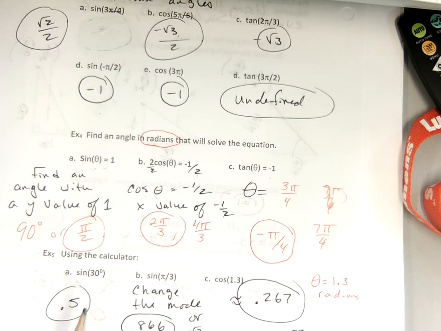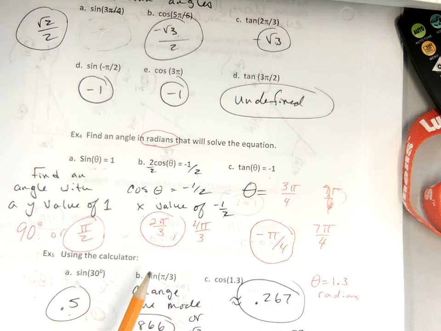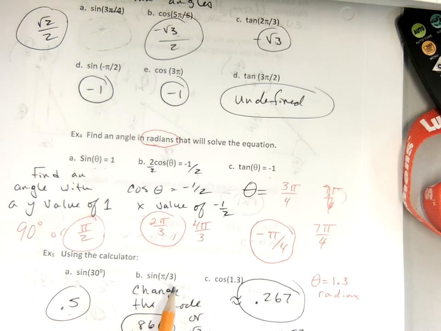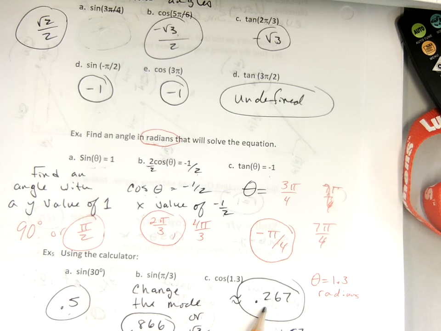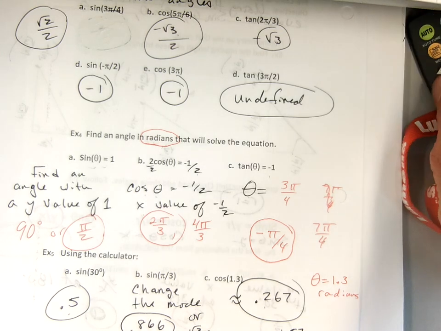Okay? For 5, we just use a calculator. But when we got to B, we had to change our mode. Remember, we've got a mode button in our calculator. I changed my mode to radian mode and used my calculator. And then I did this one. I did the radian mode. I got 2.6. Okay, so that's all I have.